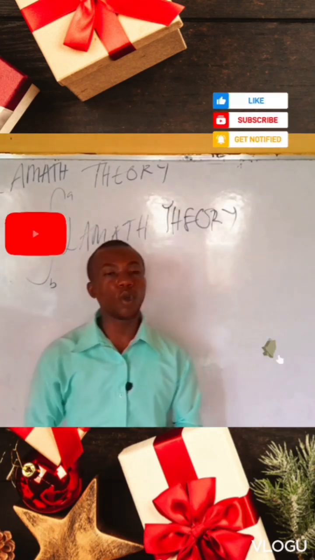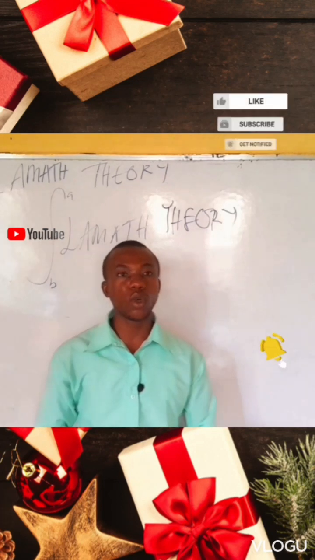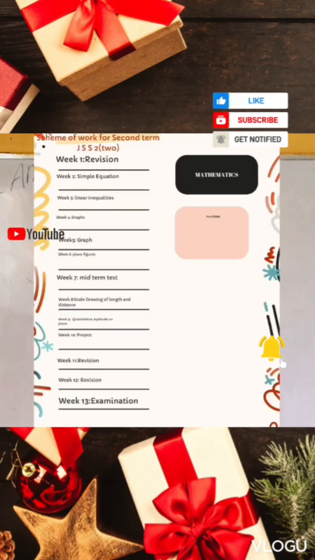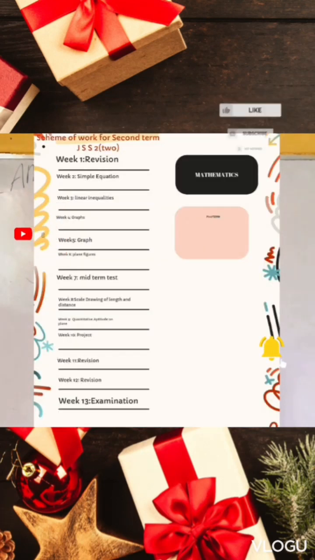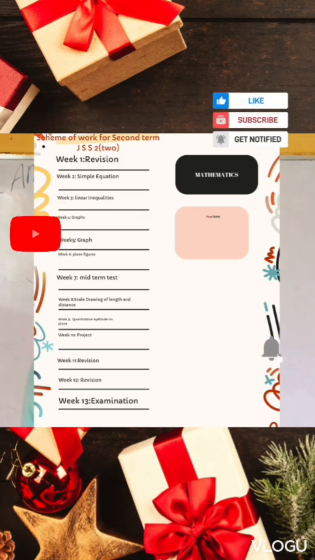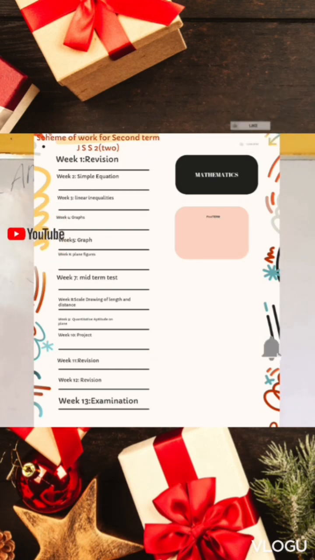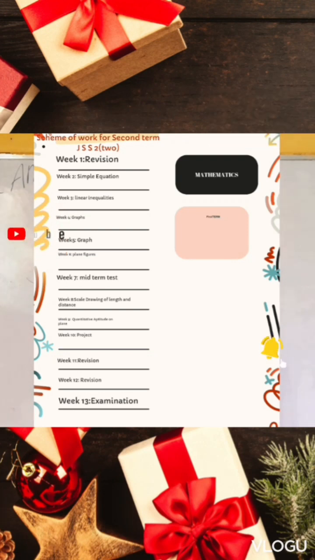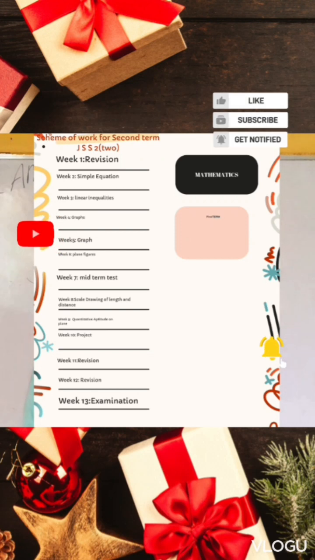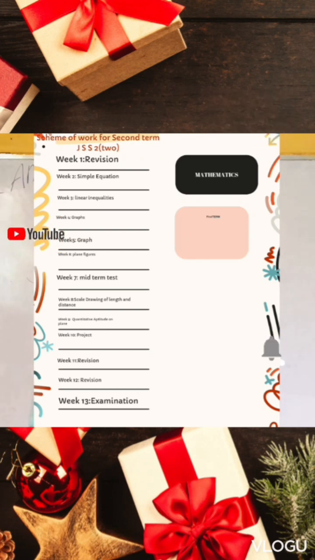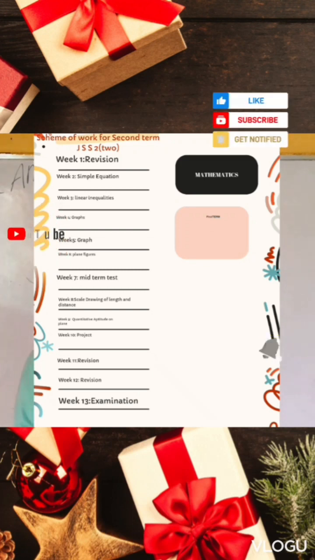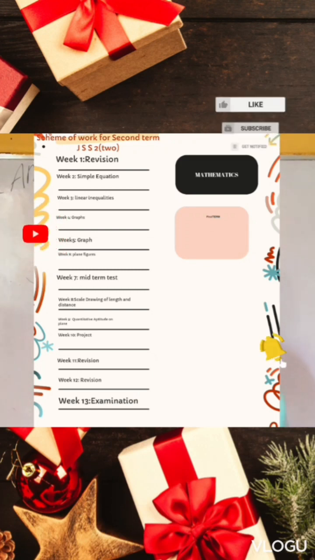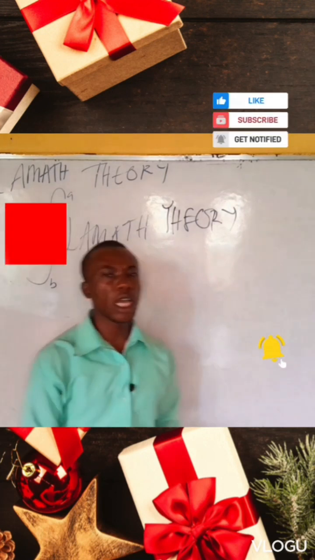JSS2, their week 1 is also revision. Their week 2 is simple linear equation. And their week 3 is inequality. Their week 12 and week 13 are for revision and examination.